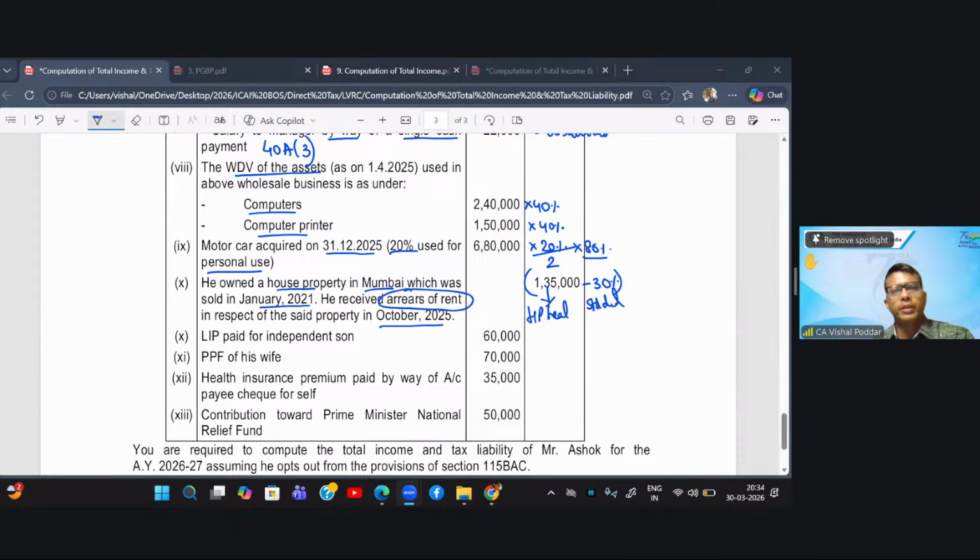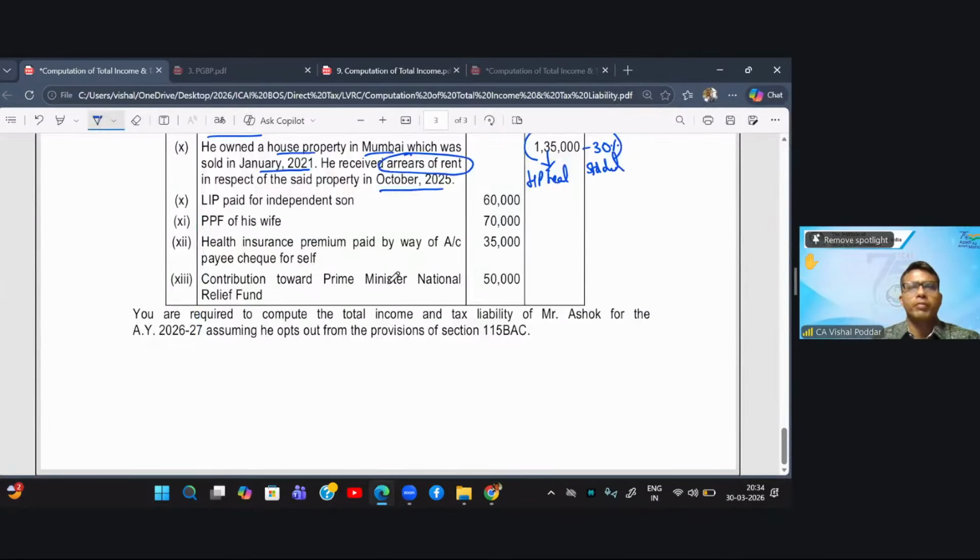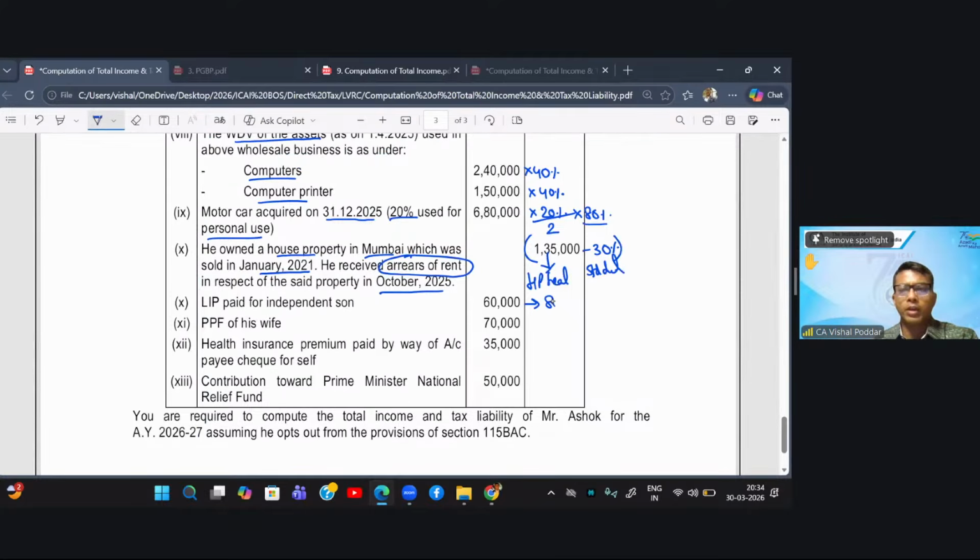Yes. Then life insurance premium of independent son. This is allowed under 80C. PPF for his wife. This is also allowed under 80C. Health insurance premium paid by way of. This is allowed in 80D. Now here, up to max 1.5 lakhs. Here, up to max 50,000. Why 50? Because the person is a senior citizen. So instead of 25,000, now the limit becomes 50,000. Correct, students? Then contribution towards Prime Minister's National Relief Fund. This is under 80G.